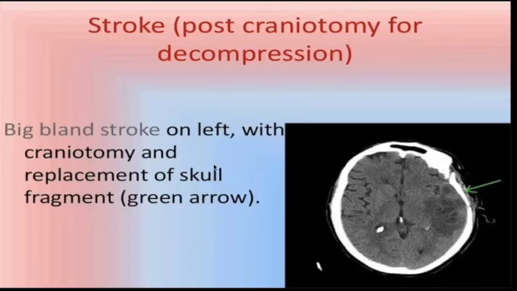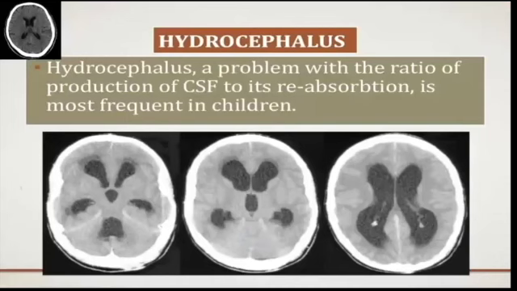Okay. So this patient has a big blunt stroke on the left. So this is your right-hand side. Now you're looking at a mirror. Now the stroke should appear as the darker side. This is what we're looking at. This is the darker part, because of the stroke. And this fragment here is where the craniotomy was performed.